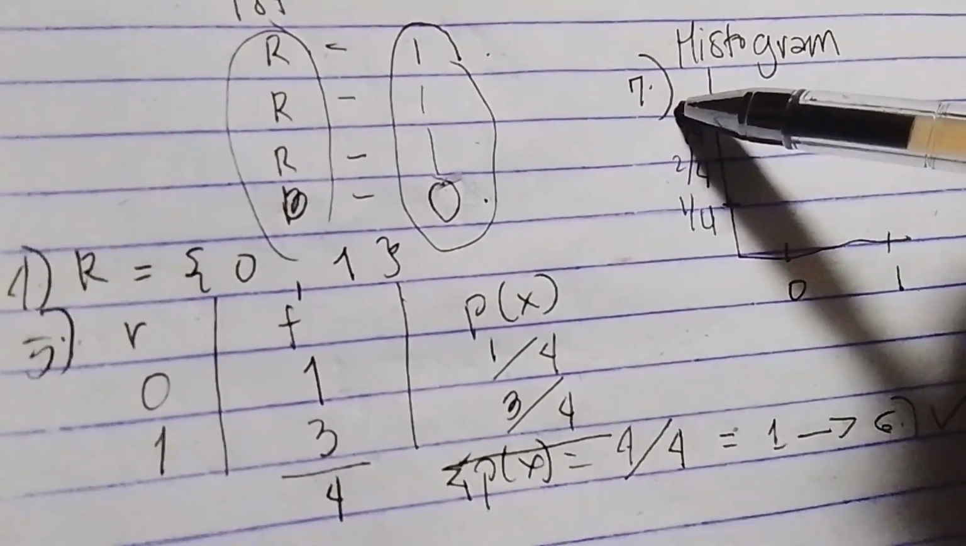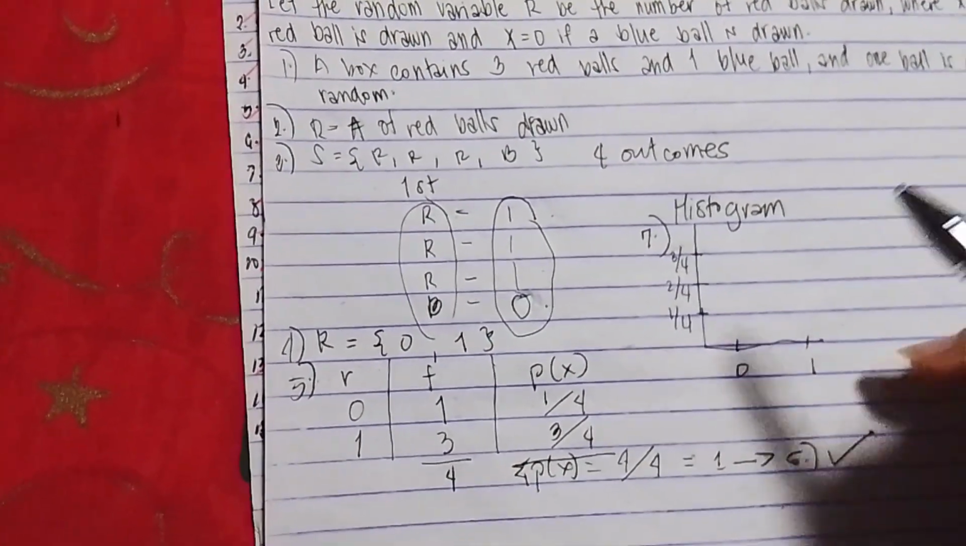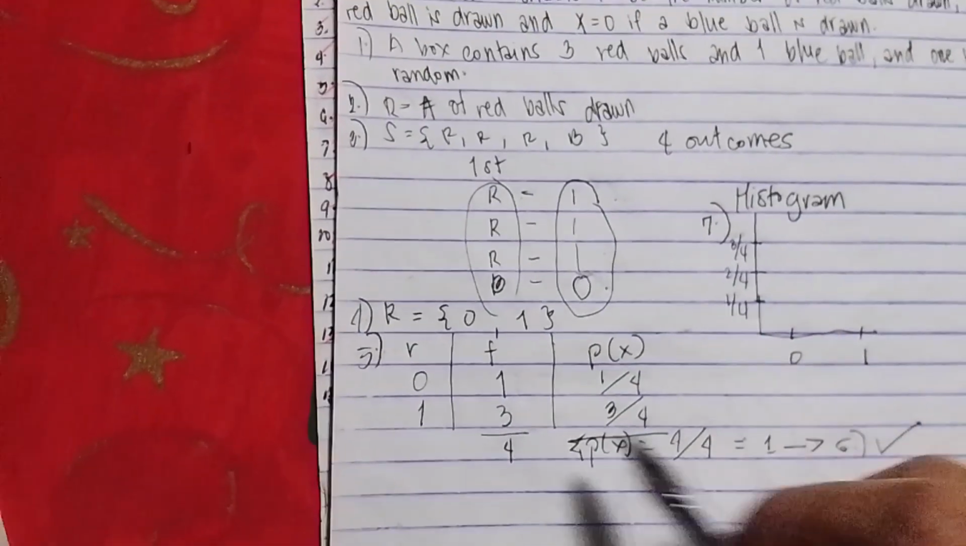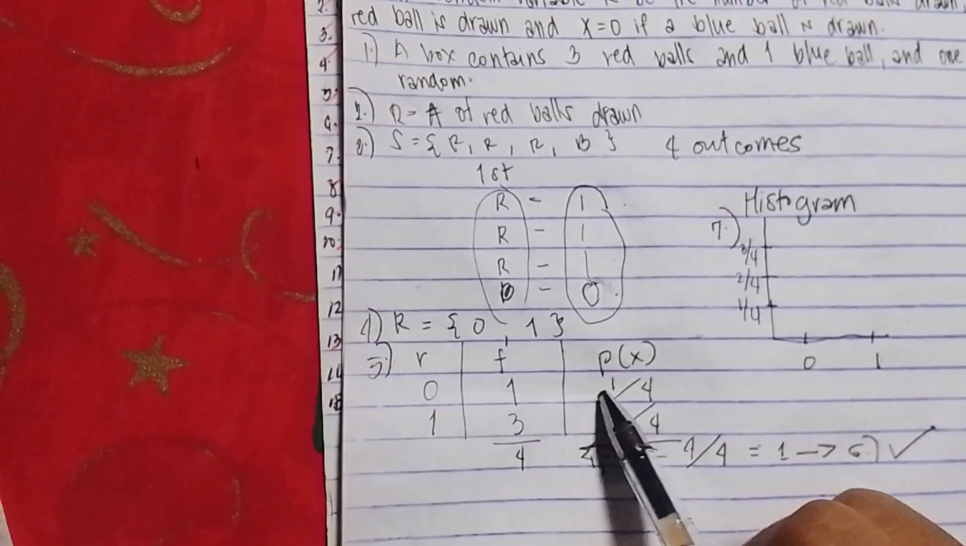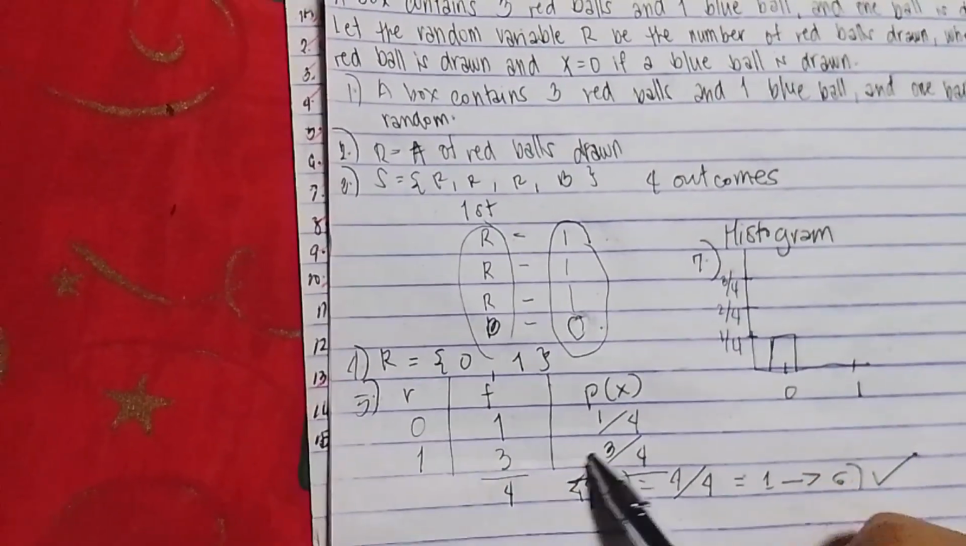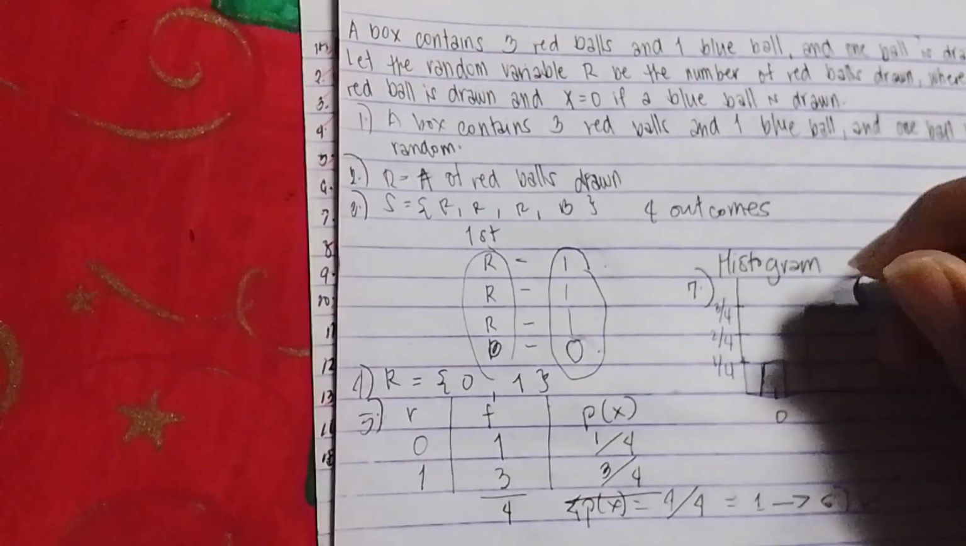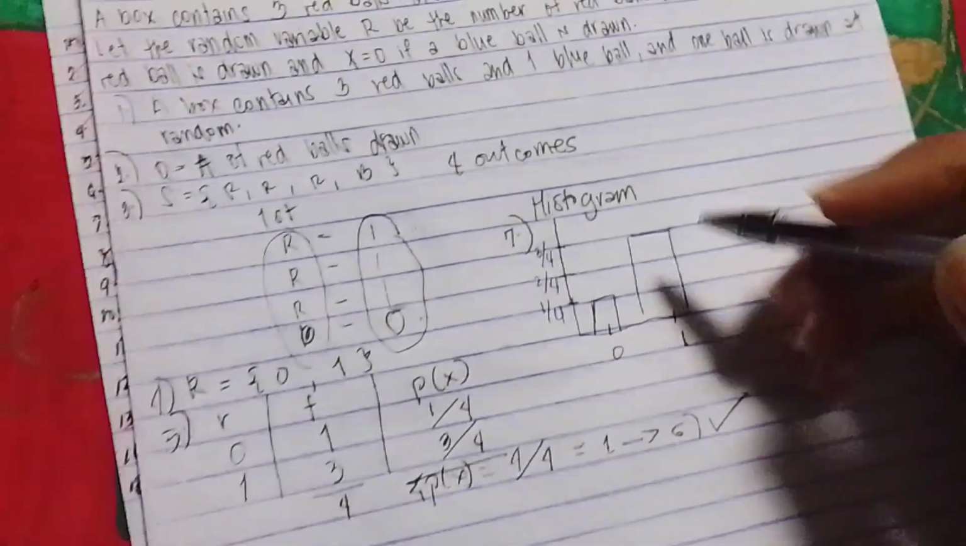1/4, 2/4, and 3/4. So we'll have to do our table now. 0 is equivalent to 1/4, so we'll have to put a bar here. And 1 is equivalent to 3/4, so we'll have to put a bar here too. So we have created our histogram now.